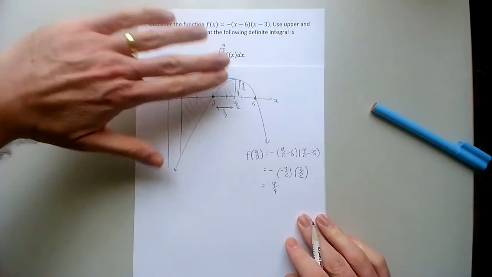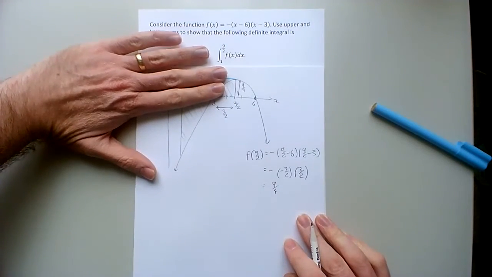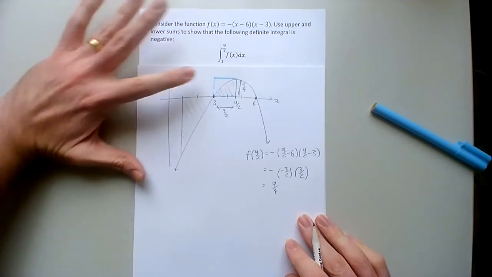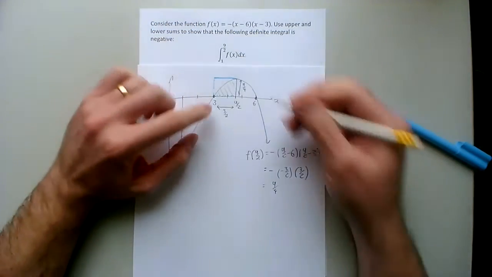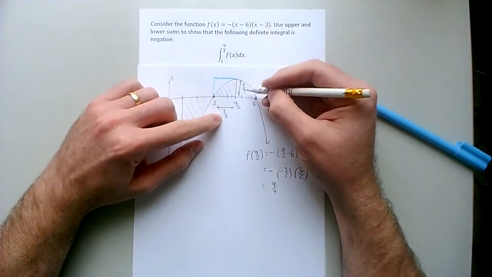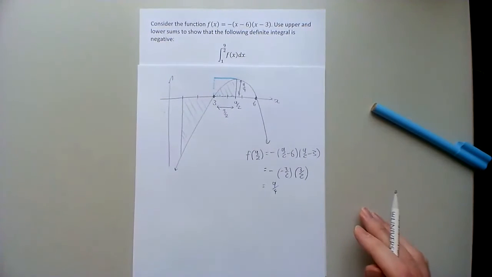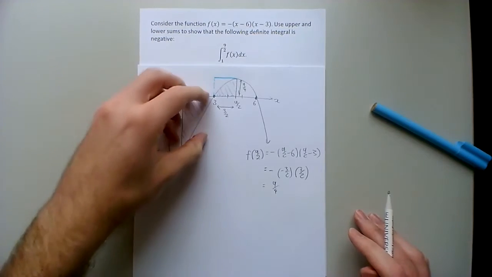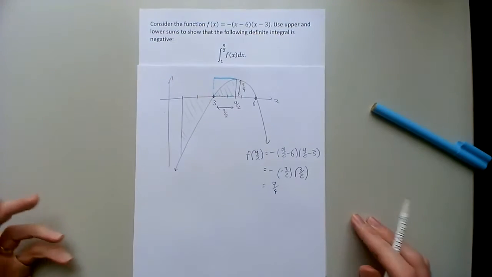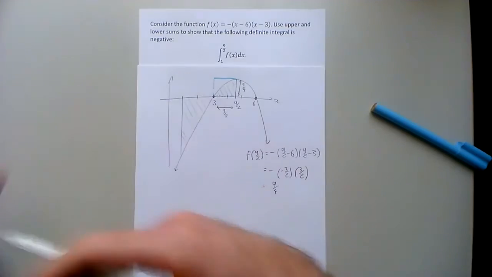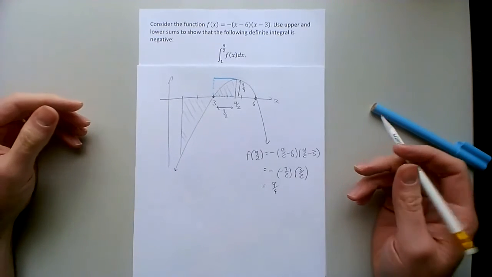Okay, so I can figure out this upper rectangle as part of my upper sum. That's going to be 9 over 4 times 3 over 2, which is 27 over 8. 27 is more than 3 times 8, which is 24. 4 times 8 is 32. So 27 over 8 is going to be a bit less than 4. So if I could show that this bit was a bit less than negative 4, I might be able to do it.